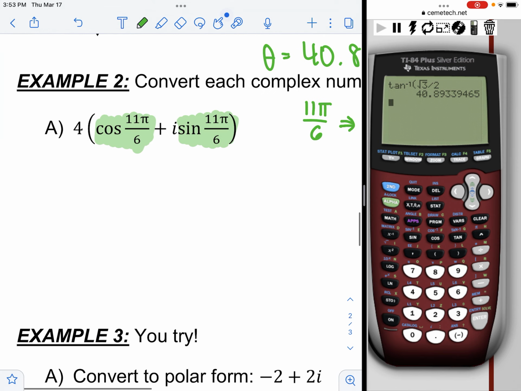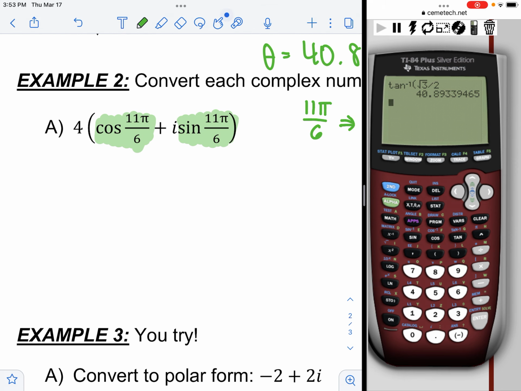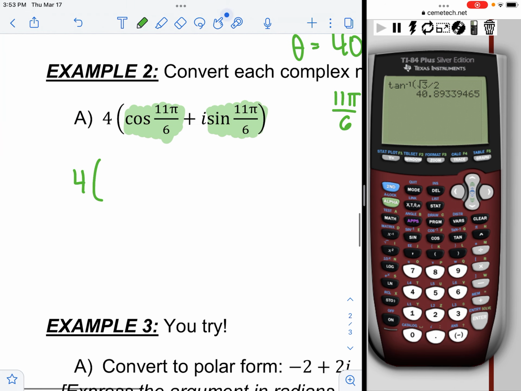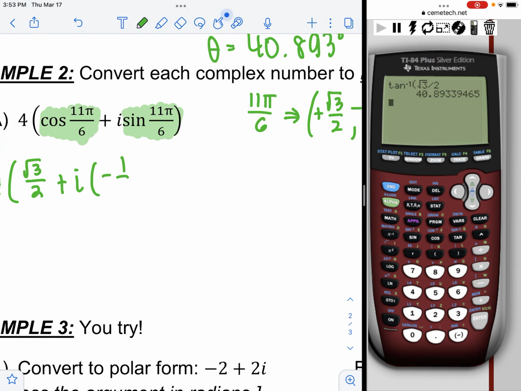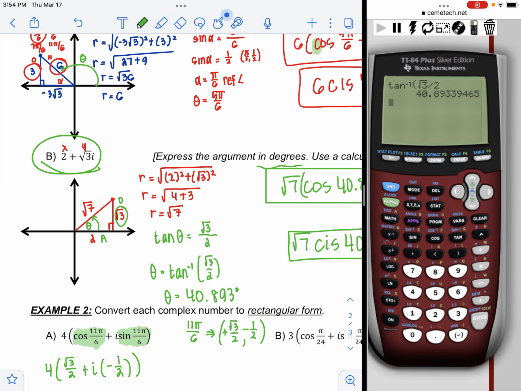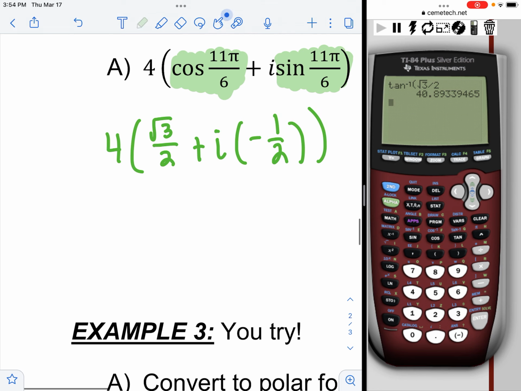All right, so now I'm going to go ahead and replace the cosine and sine with those two values. So I have 4 times, instead of writing cosine of 11 pi over 6, I'm going to write root 3 over 2. It's positive, but I'm not going to put a plus sign. Plus i times, and then I'm going to replace sine with negative 1/2. All right, you're not going to leave your answer like this because you want it to look like this, okay? So in order to do that, I got to distribute. So I'm going to distribute the 4 to the root 3 over 2. So 4 times root 3, which is 4 root 3, and then I got to divide it by 2. So 4 divided by 2 is 2, so this is 2 root 3.